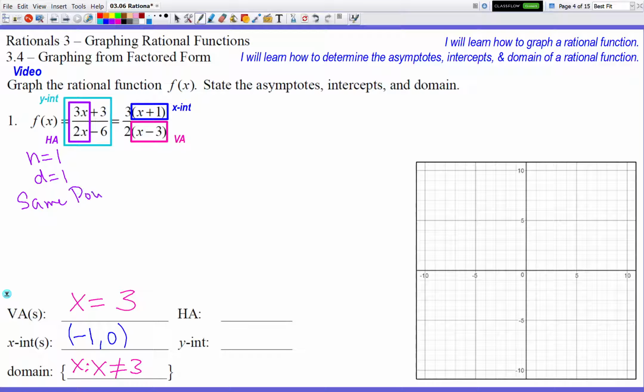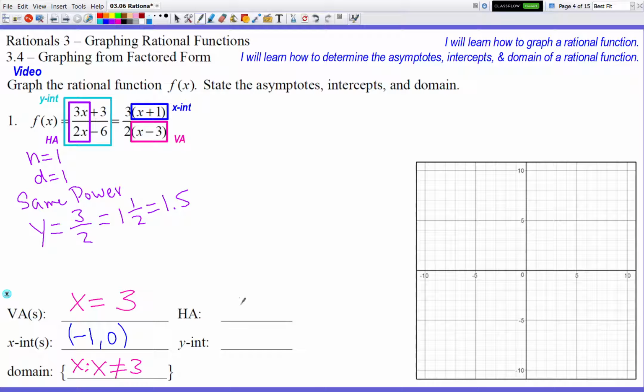Hopefully you remember from lesson 3.3 that same power means you grab your coefficients, or the numbers in front of the x, so that would be 3 and 2, and you divide them. When you divide, that's going to be your horizontal asymptote. We're not going to leave it as 3 over 2 like we did in lesson 3.3 for some of the problems, where we left it as an improper fraction. Here we're going to convert it into either a mixed number or a decimal. So you'd probably rather write this as 1 and 1/2 or 1.5. Either way is fine with me.